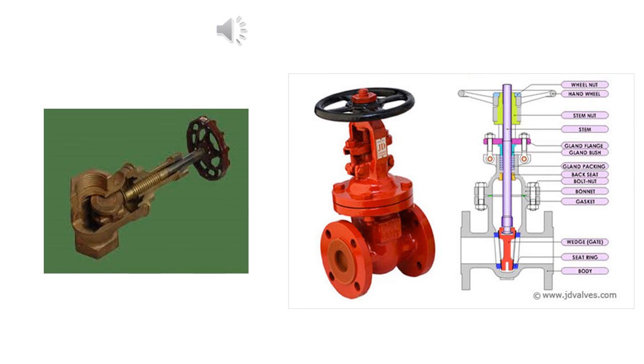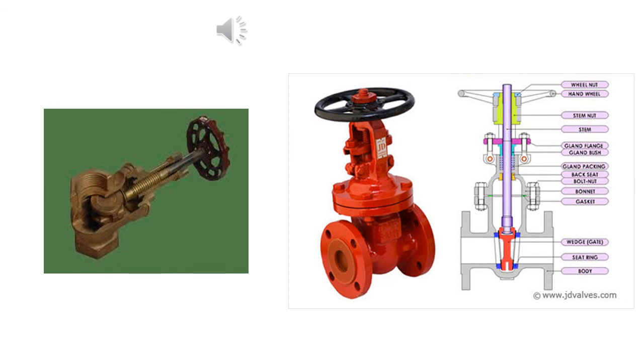Non-rising stem valves may have a pointer threaded onto the upper end of the stem to indicate valve position. Since the gate travels up or down the stem on the threads without raising or lowering the stem, non-rising stems are used underground or where vertical space is limited.